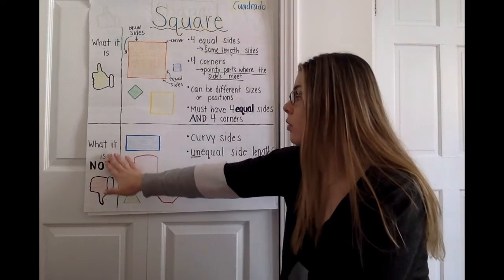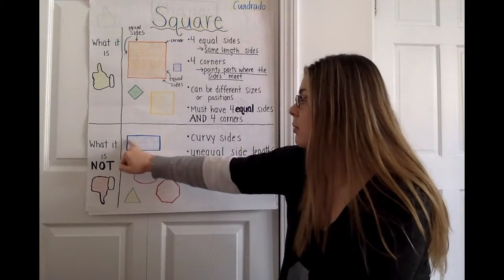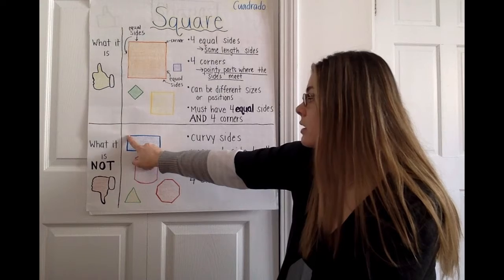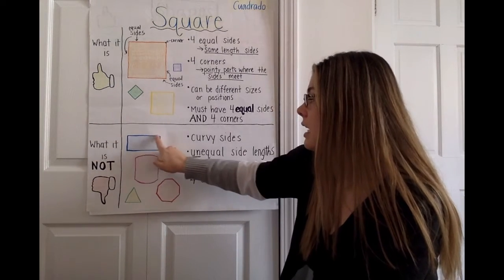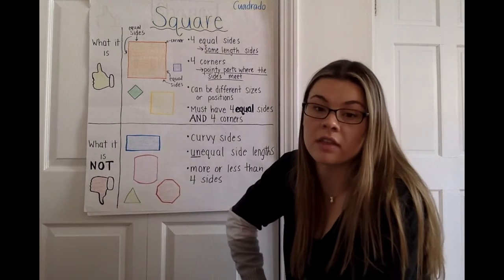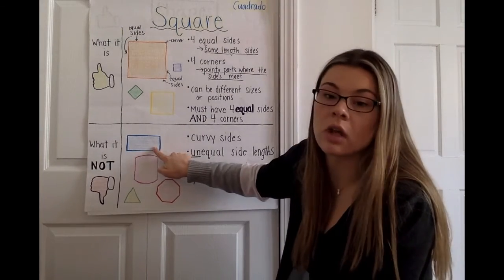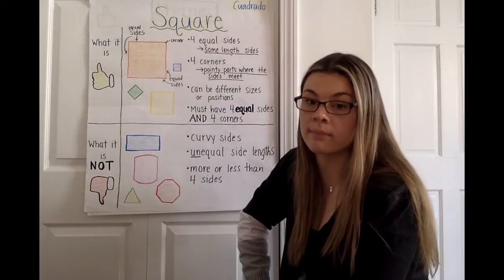And we can talk about what it is not. So what is not a square? This shape right here is not a square. The reason it's not a square is because it has 4 straight sides and 4 corners, but all of the sides are not the same length. They are not equal sides. These 2 sides here are much longer than the 2 sides over here. So that is not a square.